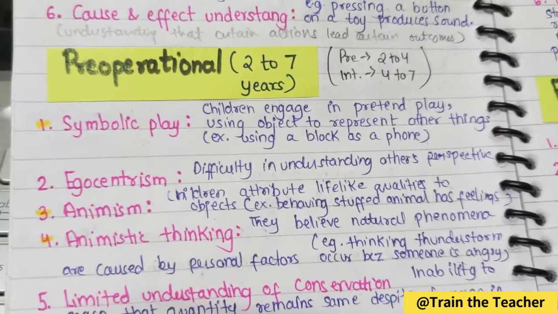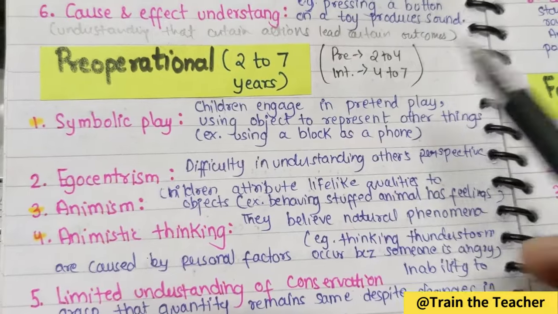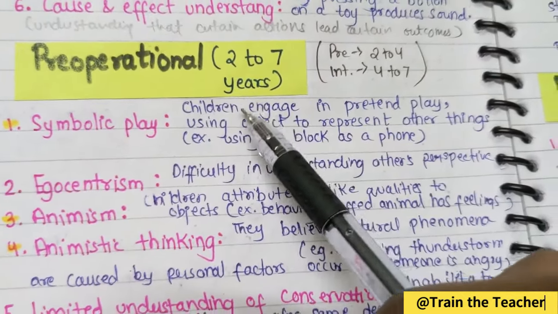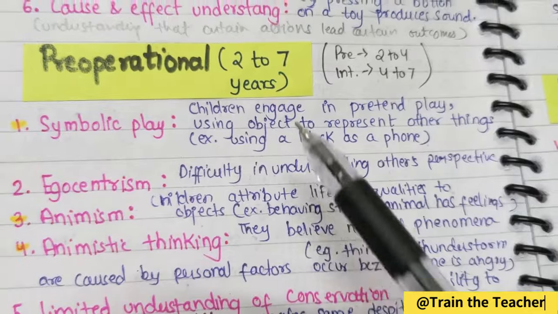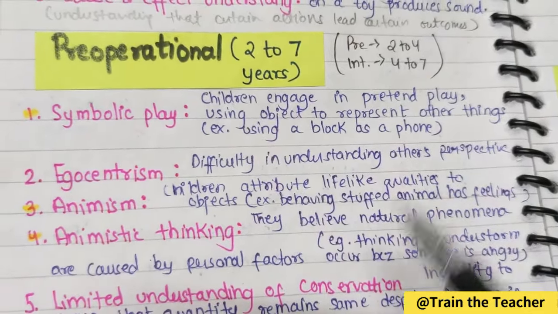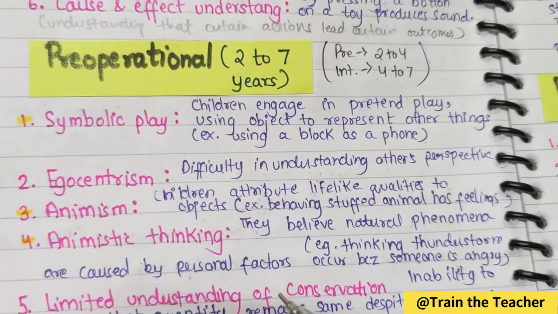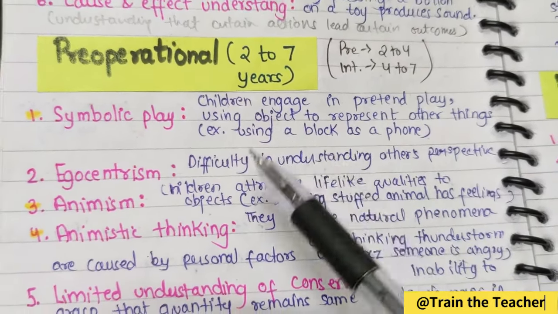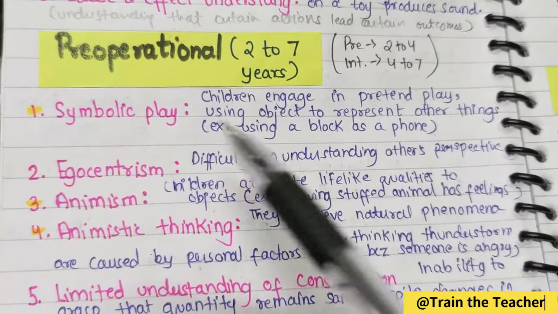It's very easy to understand. I'm sure you must have observed children at your home. Try reading it, please. Children engage in pretend play. They use objects to represent other things. For example, using a block as a phone, right? So it's like that. That is symbolic play or pretend play.